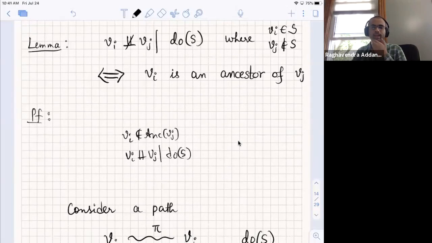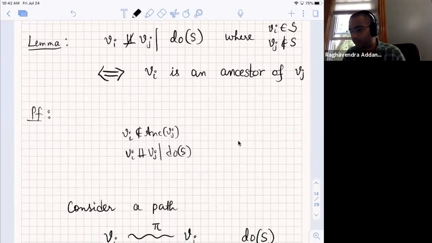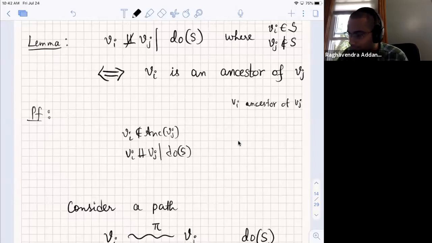Now I'm stating the lemma once again. If Vi is an ancestor of Vj, Vi is dependent on Vj, if S cuts the Vi and Vj pair. In order to show that, we have to show that if Vi is an ancestor of Vj, then we know that the path is never blocked because there's a direct path between Vi and Vj. And therefore, Vi is always dependent on Vj.